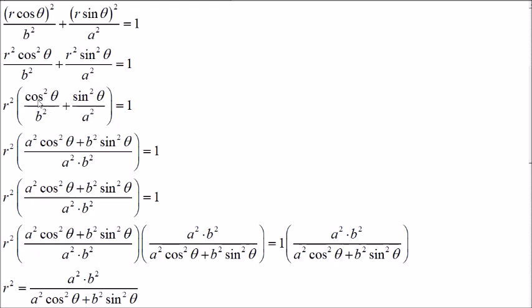Now let's combine these two fractions. So we'll cross multiply. So we have a squared times cosine squared plus b squared times sine squared divided by the product of a squared and b squared. So that's how we combine these two fractions.